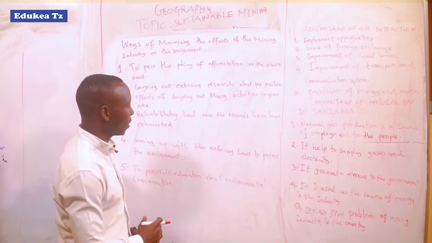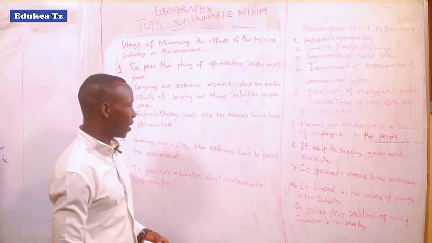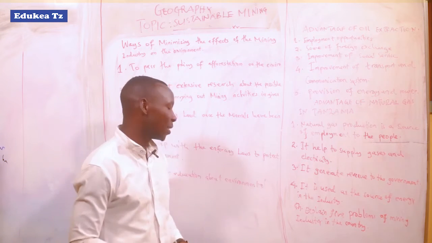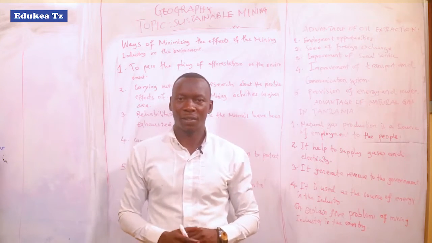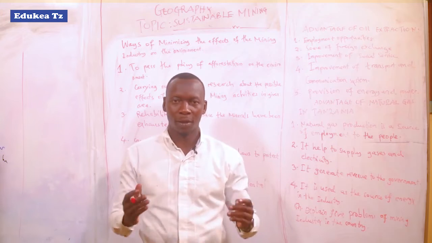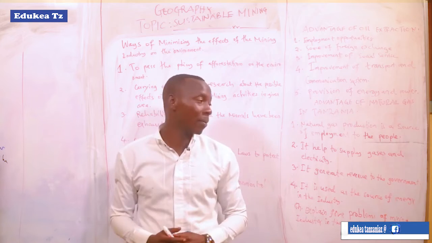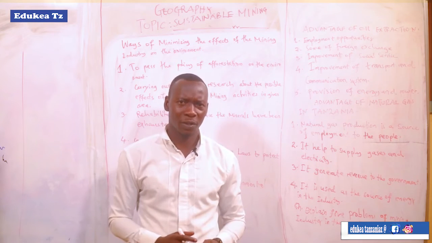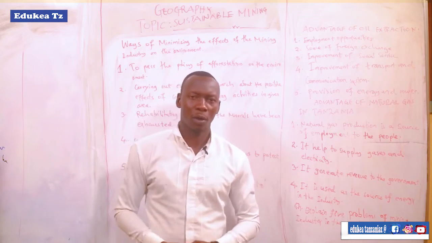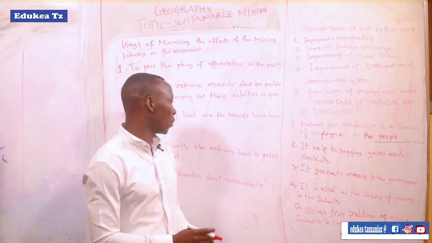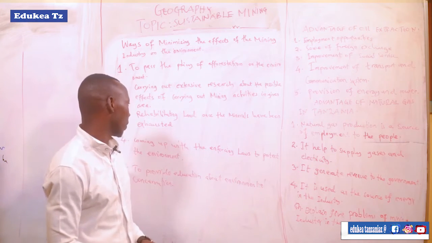Another is rehabilitating land once the minerals have been exhausted. This means to leave the land so that it can be covered with trees, or to keep the land in a manner so that the environment which is disturbed can be covered with different grasses and plants. Through doing that, these problems will be reduced or resolved on the environment.